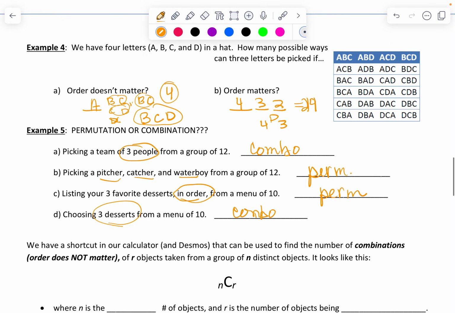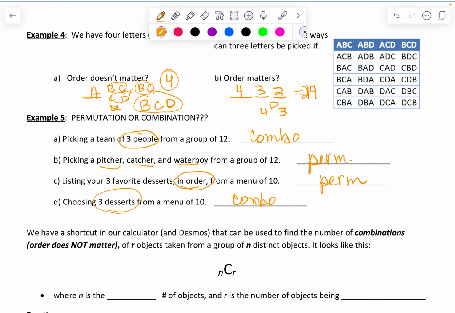Okay? It matters because the 2 formulas are very different. We have a shortcut in our calculator and Desmos. So if you were at some point using Desmos, like on the ACT, if you hit that function button, you can go down and you can find these.